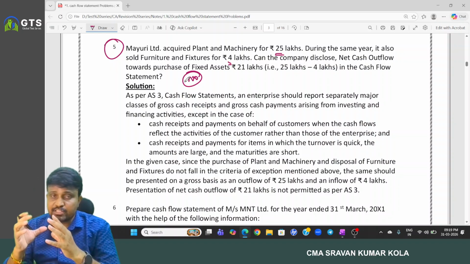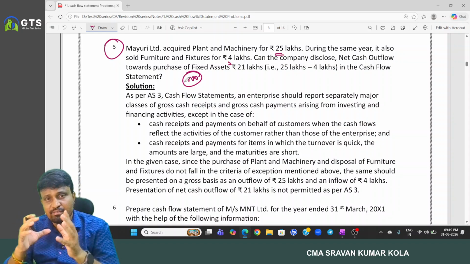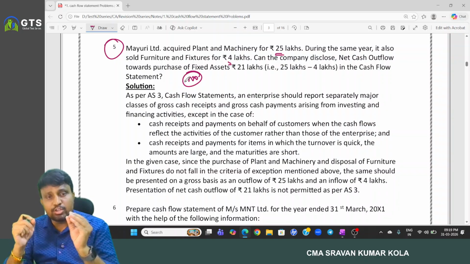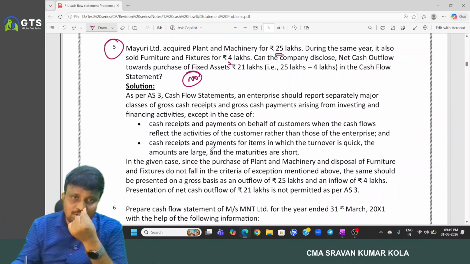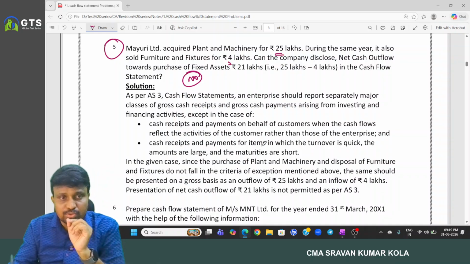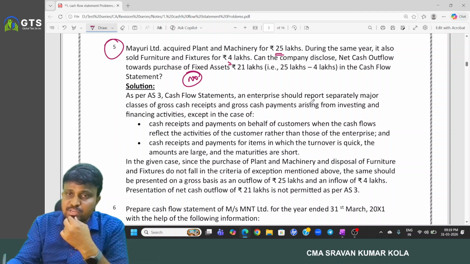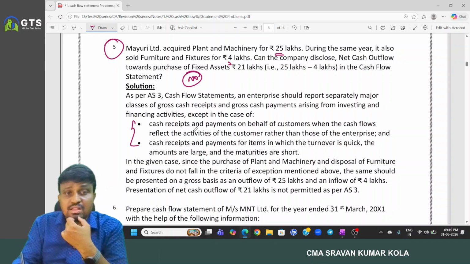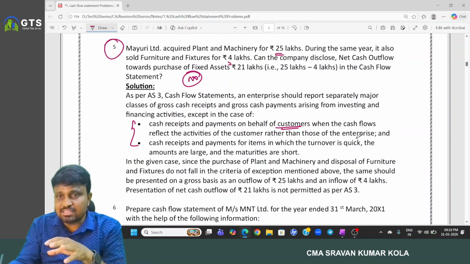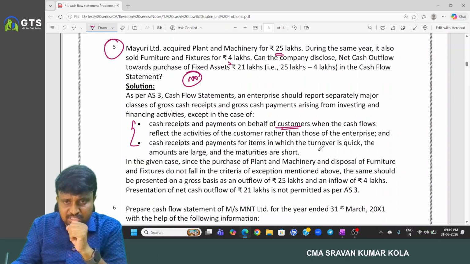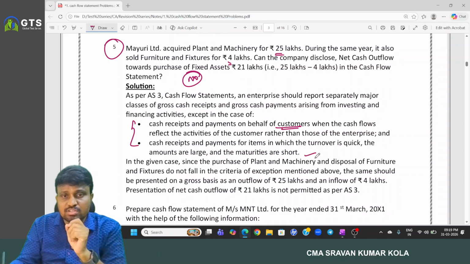The major cash flows relating to investing and financing activities are required to be shown separately. Netting off is allowed only in a few cases. Only in what few cases? Here, in the cash flow statement an enterprise should report separately major classes of gross cash receipts and gross cash payments arising from investing and financing, except in these two cases. Cash receipts and payments on behalf of customers, where the cash flows reflect activities of the customer rather than those of the enterprise. And cash receipts and payments in respect of items in which turnover is quick, the amounts are large and the maturities are short.